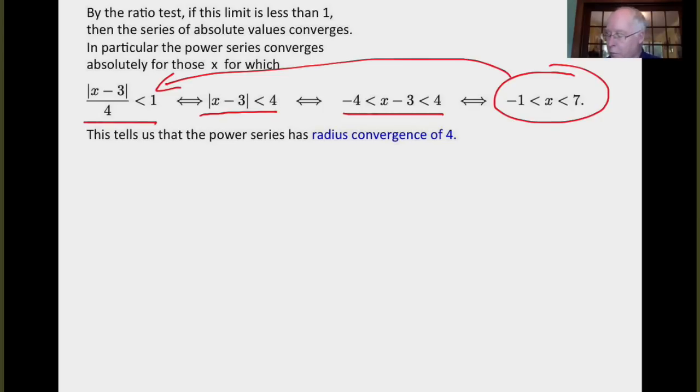Now, from this form, this 4 here is important. The fact that |x minus 3| is less than 4. This 4 is called the radius of convergence of the series.